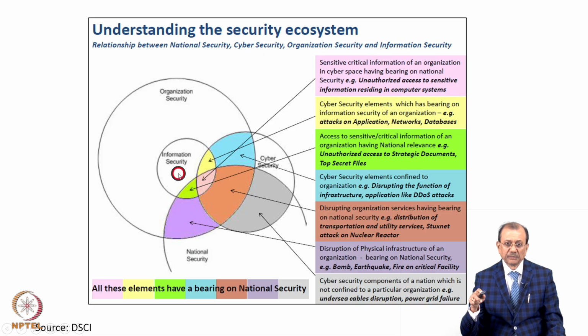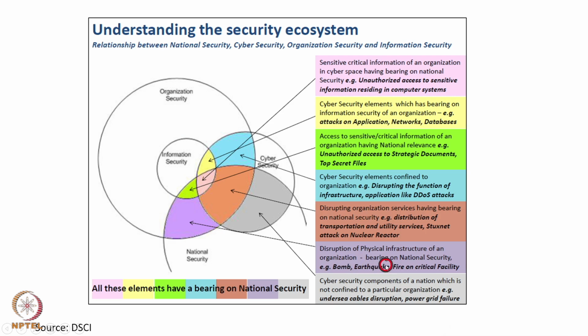Similarly, if there is an information leak, it may be due to some cyber attack. So there is overlapping of information security and cyber security. And there is perimeter security also. It's called disruption of physical infrastructure, which may cause organization security issues, and disruption of physical infrastructure of an organization bears on national security also. Like there may be a bomb attack or earthquakes, which is very common nowadays. So this is also one of the important things.